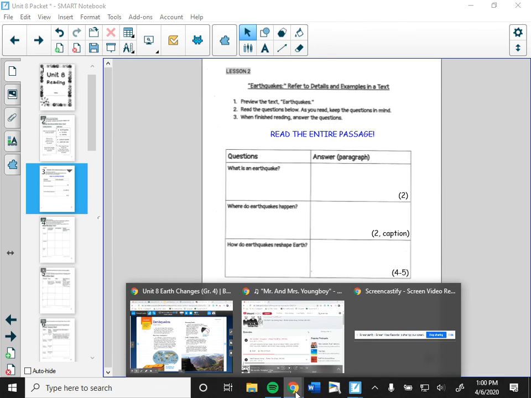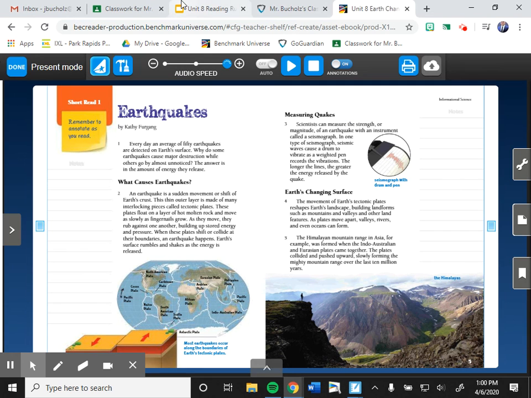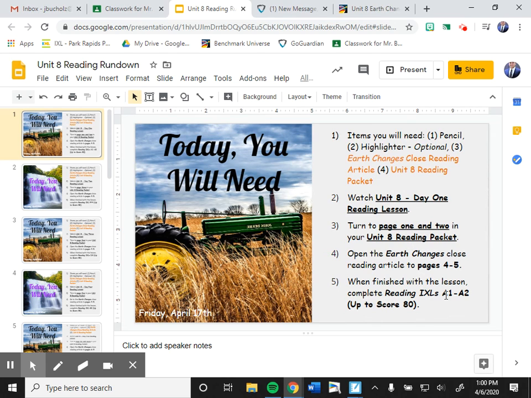Then you can work on IXLs, your IXLs A1 and A2 up to score 80. And then that would be it for today for reading. So we're working on Earth changes today.